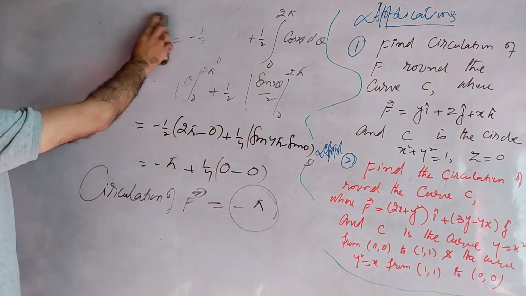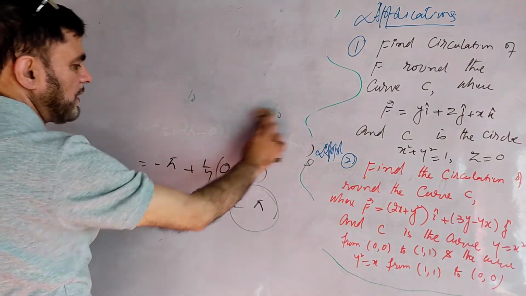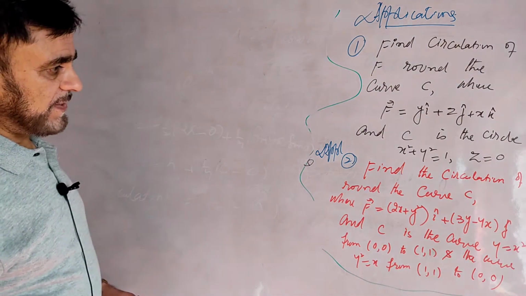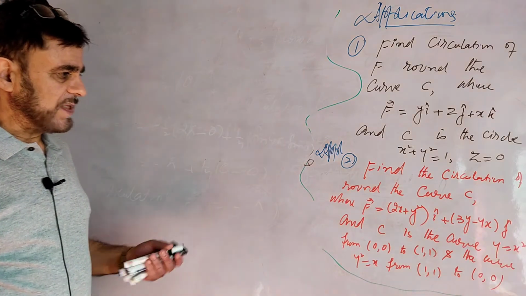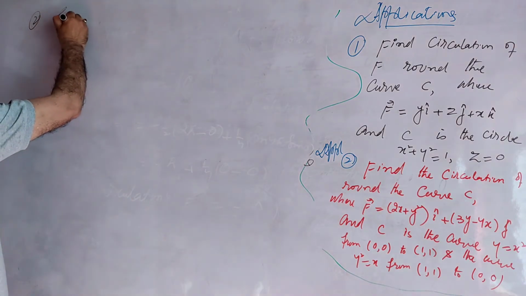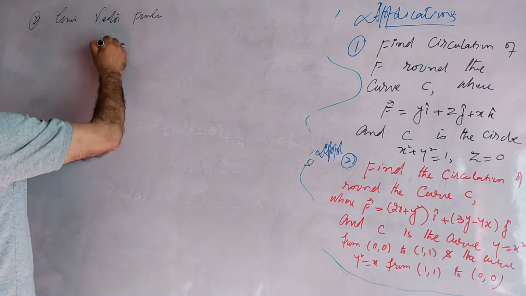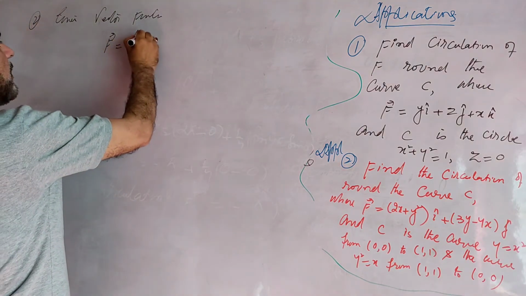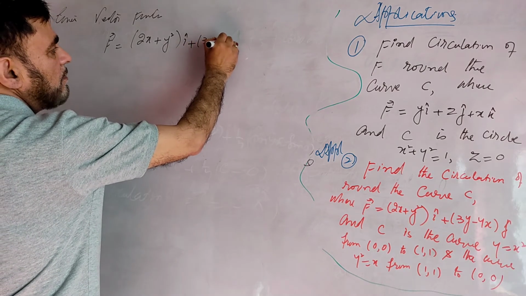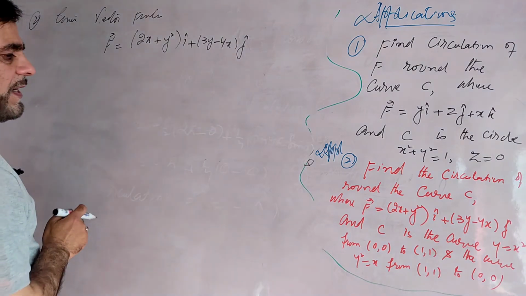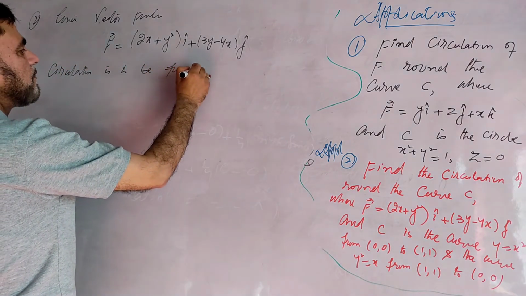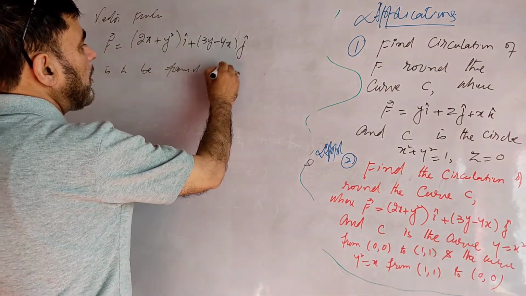Let us have the second problem. The second problem is an interesting one. Find the circulation of f around the curve C. The given force, the vector function, is f is equal to 2x plus y square i plus 3y minus 4x j. This is the given force, and the circulation is to be found along C.